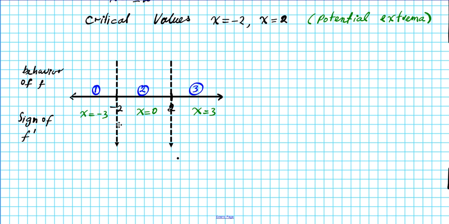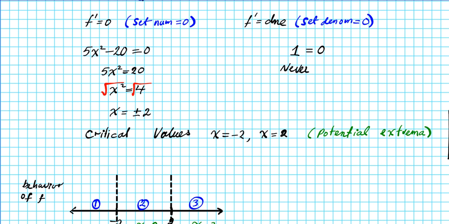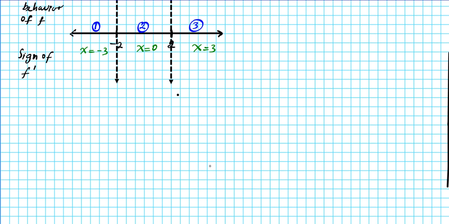Okay, so -3, 0, and 3 are the numbers that we're going to be using to determine the sign of the first derivative in these 3 intervals. Remember, what we care about is just the sign, not the magnitude of the number. Let's go ahead and determine the signs. Starting with interval 1, we're going to be using x equals -3.